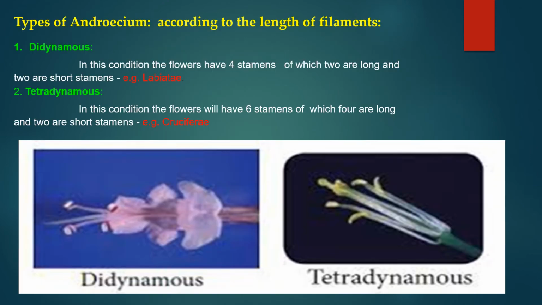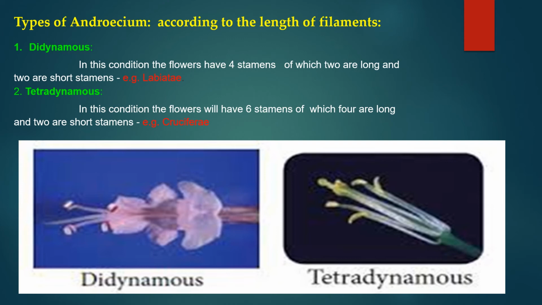Coming to the types of androecium according to the length of the filaments. According to the length of the filaments, we classify into two types. The first one is called didynamous. In this condition, the flowers have 4 stamens, of which 2 are long and 2 are short. That is called didynamous condition. Example in case of Labiatae, here you can see 2 are short and 2 are long. That is called didynamous condition.